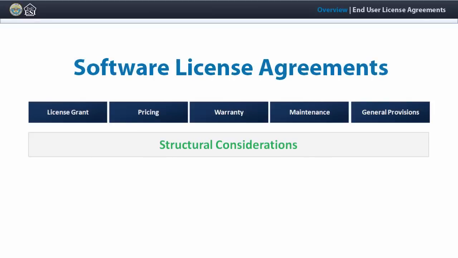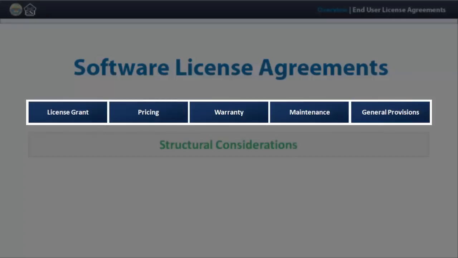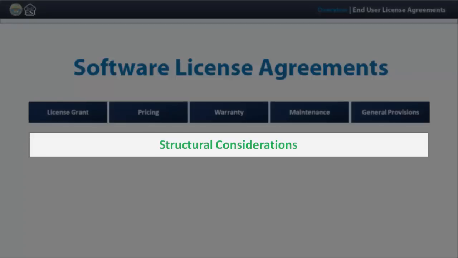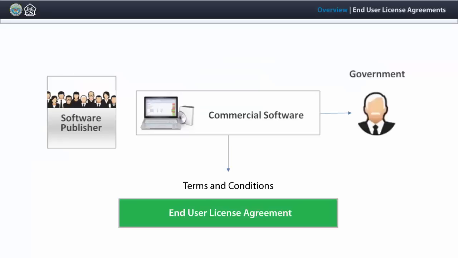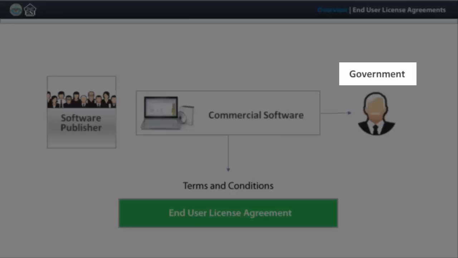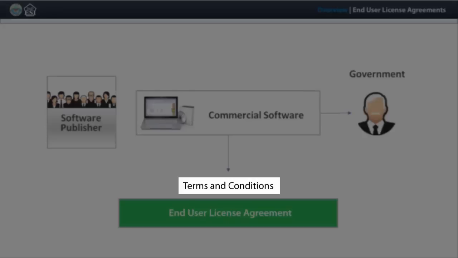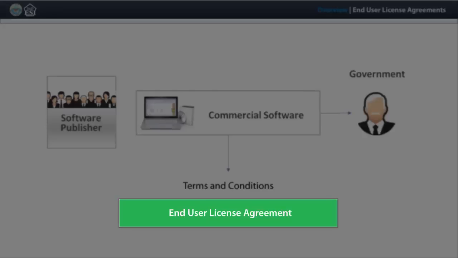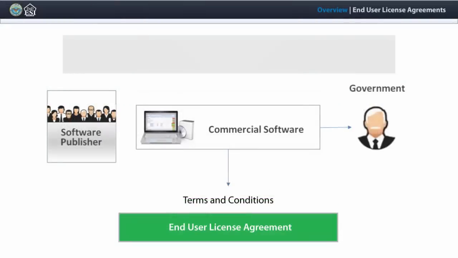This series includes multiple tutorials on the 5 core components of a software license, as well as the structural considerations to take into account when negotiating a software license. As discussed in separate tutorials, the software publisher is the owner of the commercial software that is licensed to the government. The terms and conditions of the software license are captured in an end-user license agreement known as a EULA. You may encounter other names for a software license, but we will use the term EULA in a generic sense to cover any agreement where commercial software is licensed and ongoing maintenance is provided.